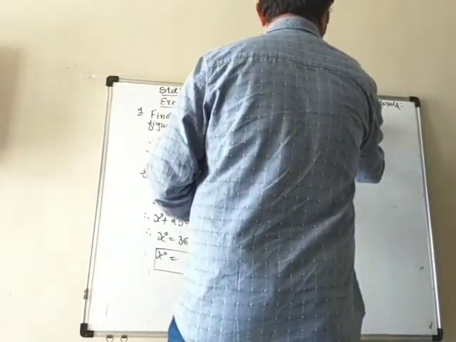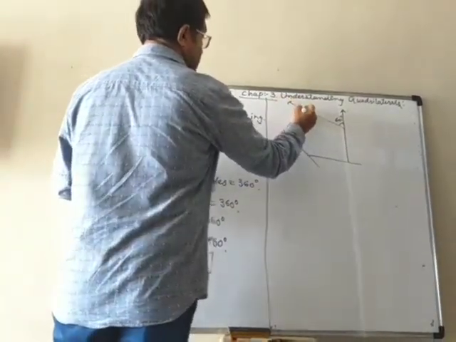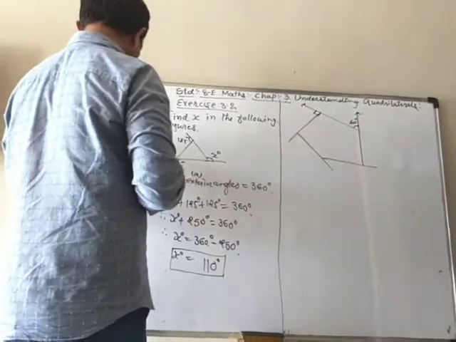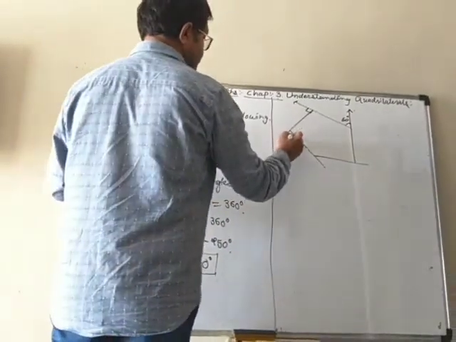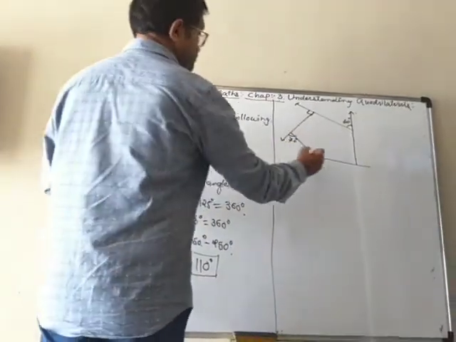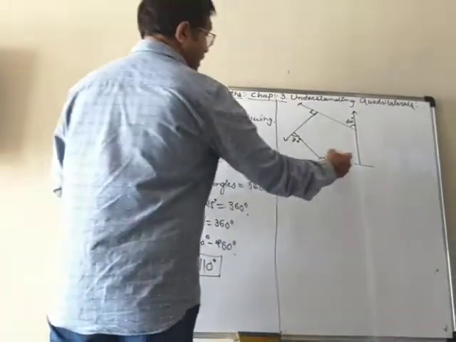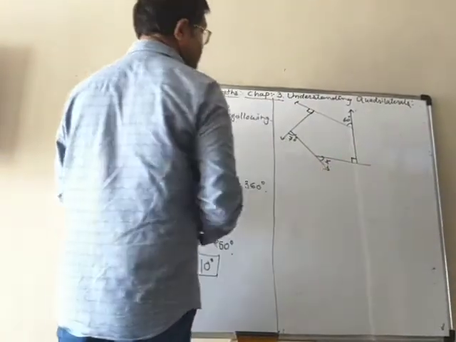The angle is 60 degree here. Here it shows 90 degree. Here it is 70 degree. That is the x we have to find. And here an interior angle is given as 90 degree.